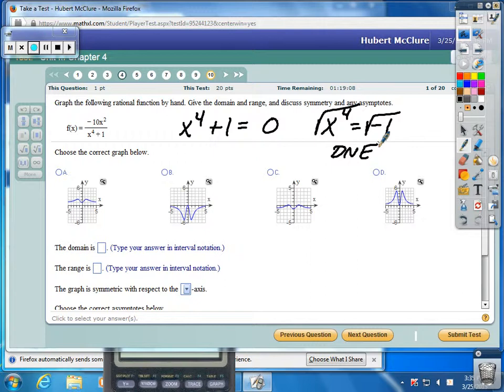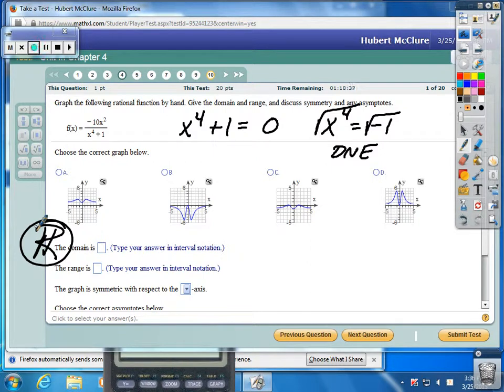Can I plug in a negative 2? Yes. Can I plug in a positive 2? Yes. Can I plug in a 0.5? Yes. So the domain is all real numbers, even though it is a fraction, and the reason is because this x is what? Raised to the fourth power, so you can plug anything you want in there. So that is all real numbers.